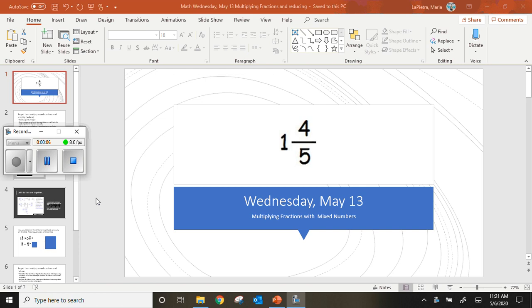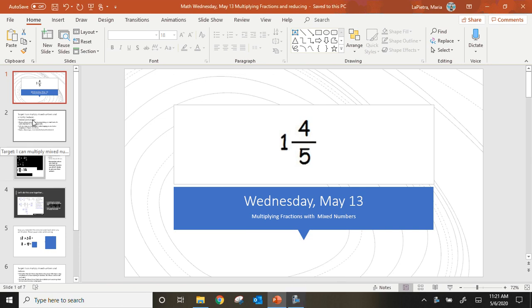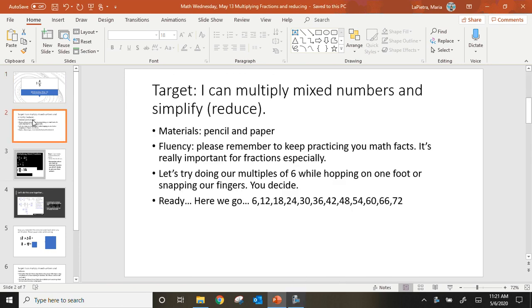We are multiplying fractions again today, but with mixed numbers. So here we go. Our target today: I can multiply mixed numbers and simplify, reduce if needed. Hopefully you have a pencil and paper ready to go.